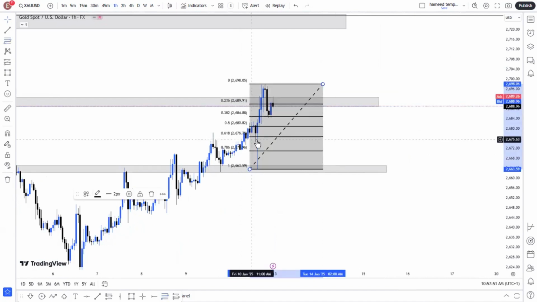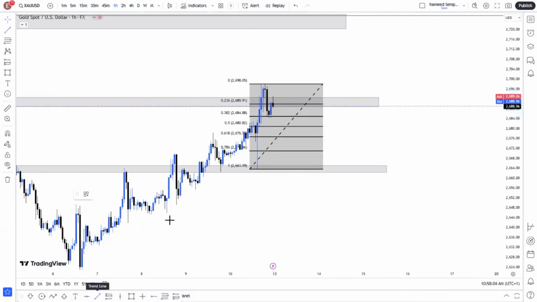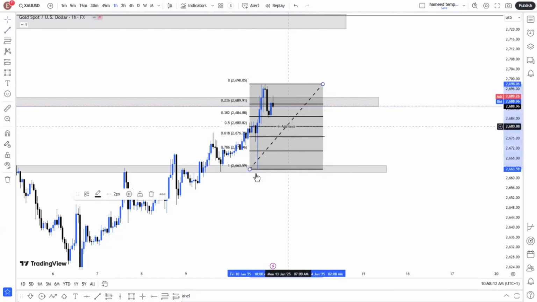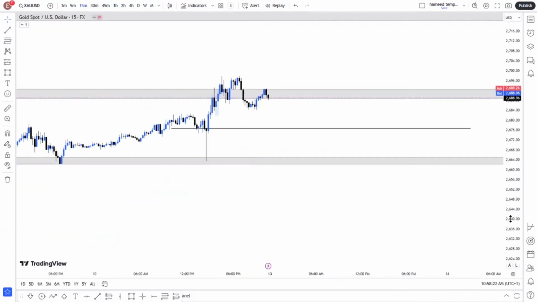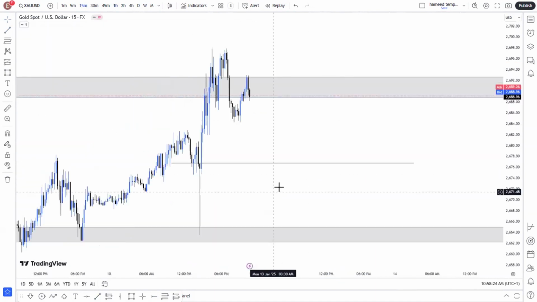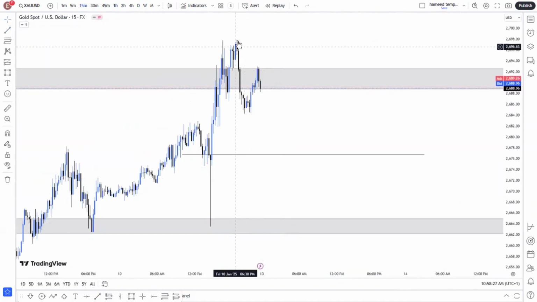So where's my 618? My 618 is around here. So I'm marking this out. Here is my 618. I'll be waiting for price to come to my 618. Let me go to my entry time frame, 15 minutes. So this is it on 15 minutes, which means I'll be waiting for this market to come down here.